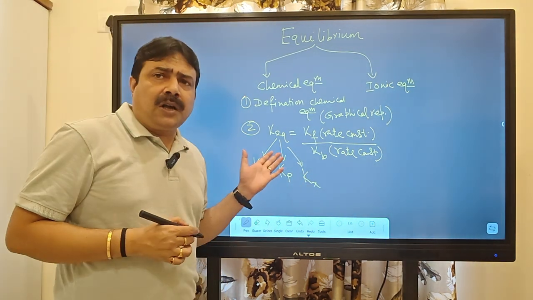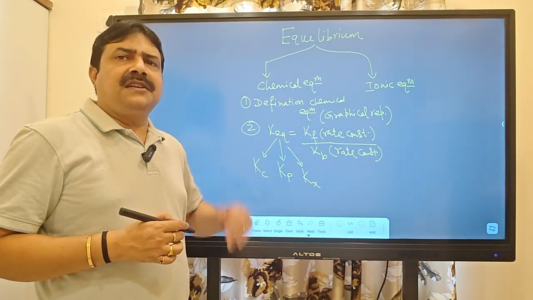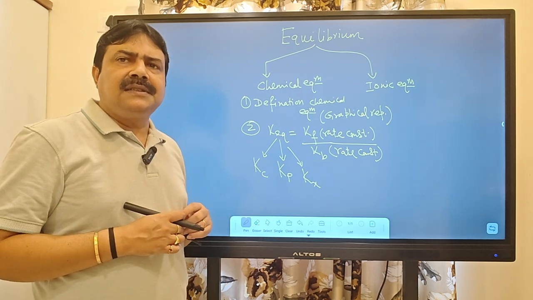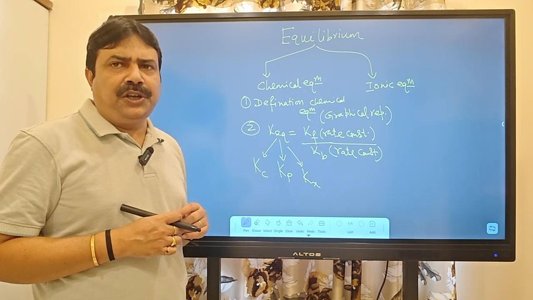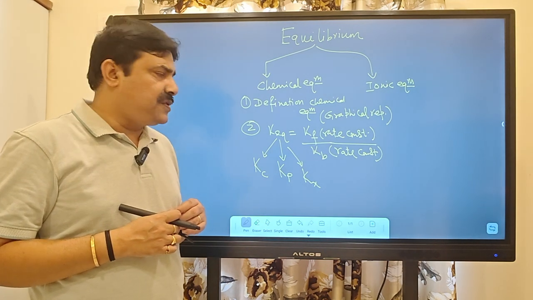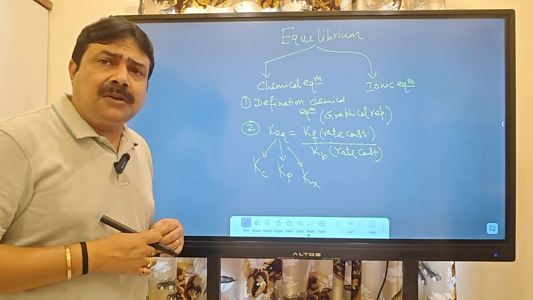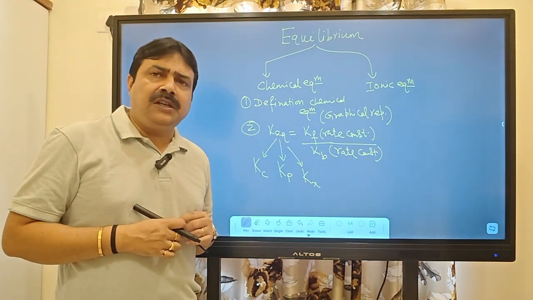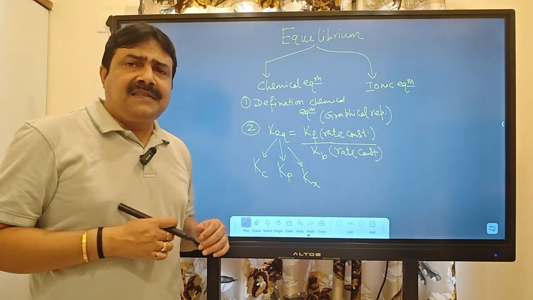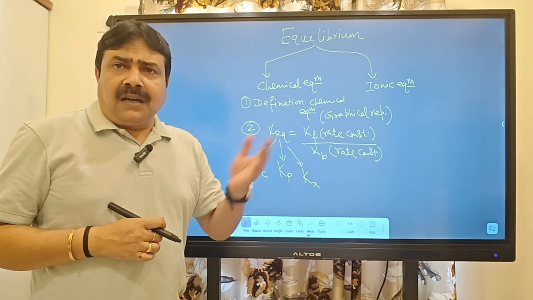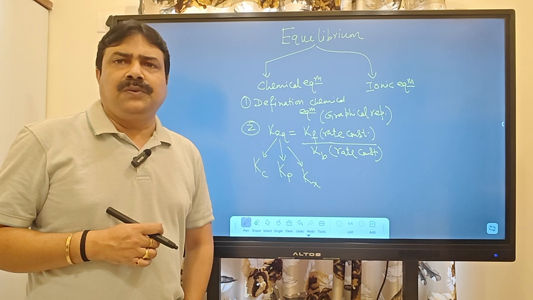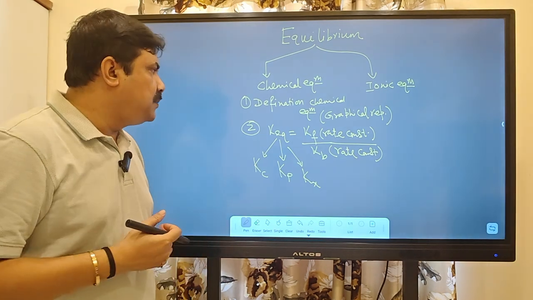And always the equilibrium constant expression is product by reactant, raised to the power of their stoichiometric coefficients. In terms of concentration, Kc is the active mass or molar concentration of product raised to the power of their stoichiometric coefficient, by the active mass or molar concentration of reactant raised to the power of their stoichiometric coefficient. Whereas Kp is the partial pressure of the product raised to the power of their stoichiometric coefficient by the partial pressure of reactant raised to the power of their stoichiometric coefficient. Mole fraction, the same way, mole fractions of the product raised to the power of their stoichiometric coefficient by mole fractions of reactant raised to the power of their stoichiometric coefficient. That way we can express the equilibrium constant.